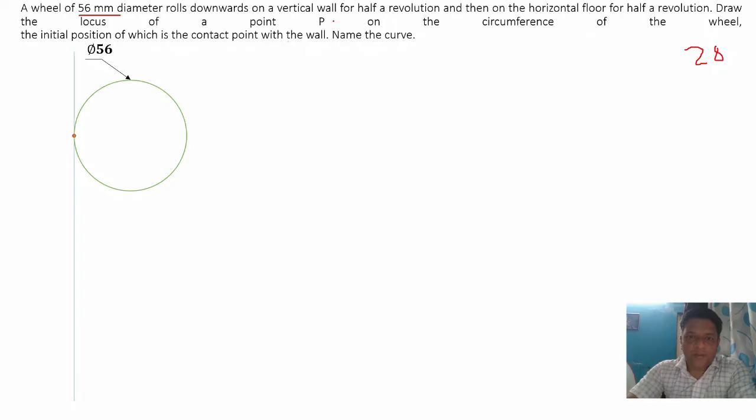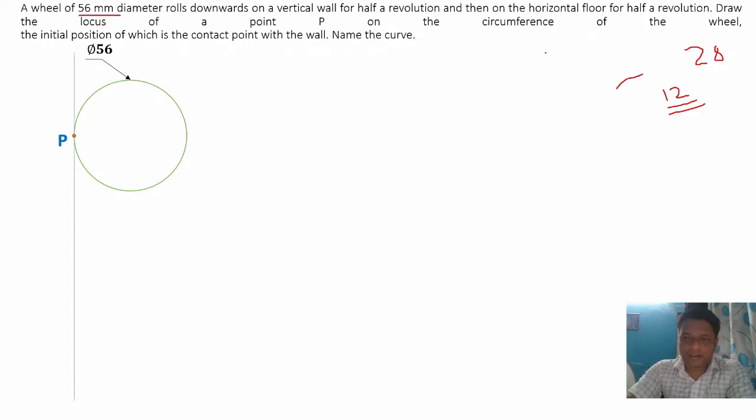Now the point P is given. It is at the contact point of this circle with the wall, so it is located here. Mention the point P there. So this is the initial information of this circle. Now divide this circle into 12 parts. If you divide it into 12 parts, you will get a very smooth and continuous curve.